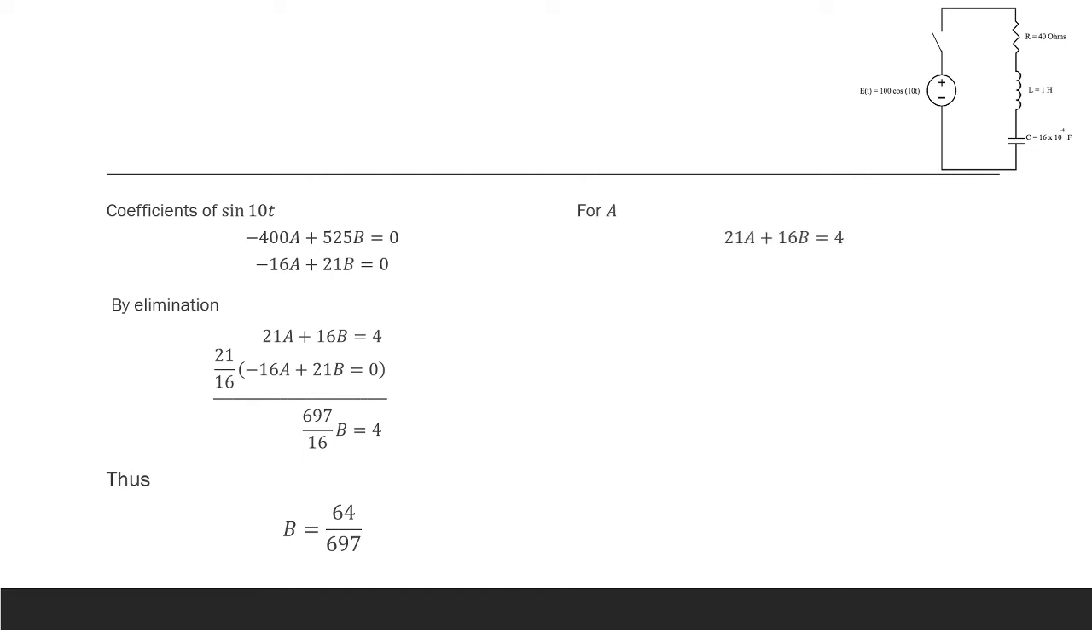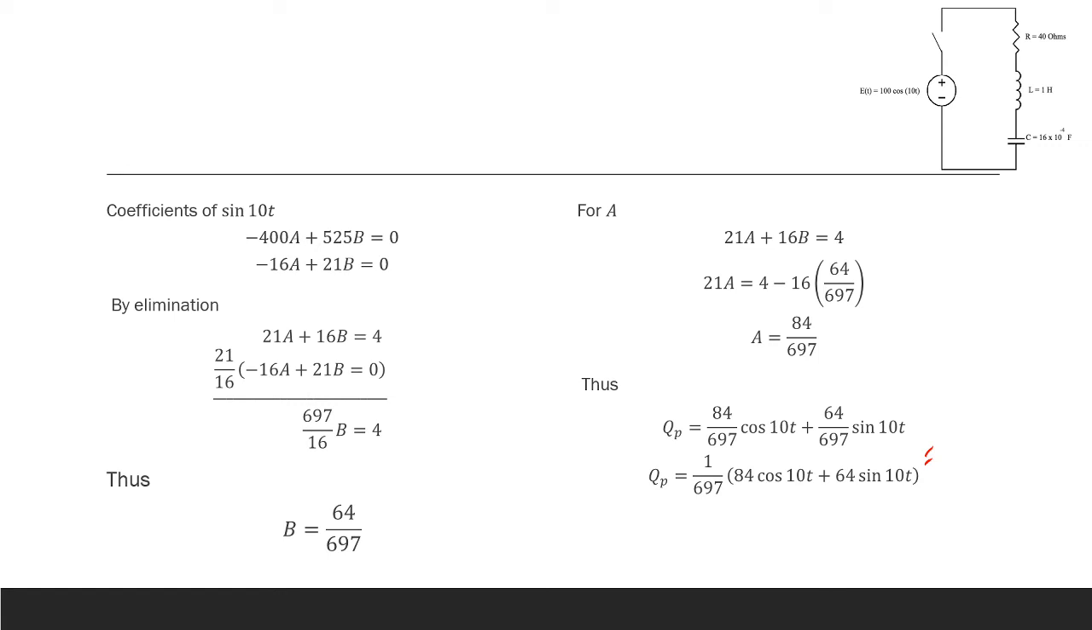We can now solve for A. You can use the first equation, 21A plus 16B is equal to 4. We substitute. We have 21A is equal to 4 minus 16 times 64 over 697. Divide natin yung whole equation by 21. We will have A is equal to 84 over 697. So, we substitute. We will have QP natin is equal to 84 over 697 cosine 10T plus 64 over 697 sine 10T.